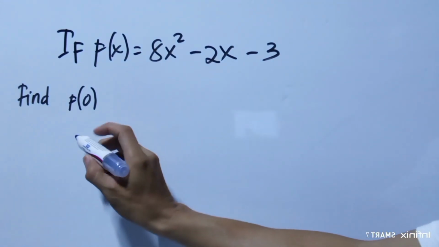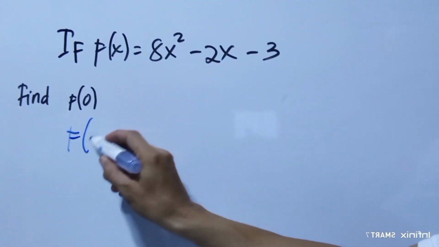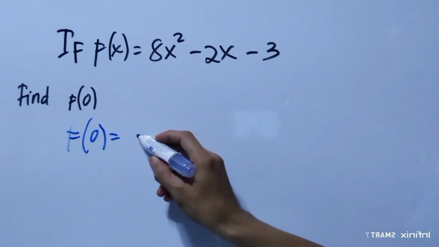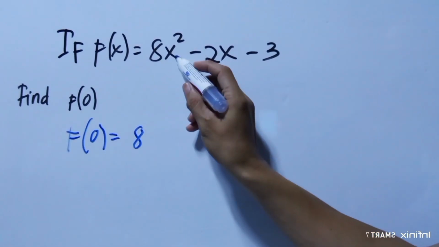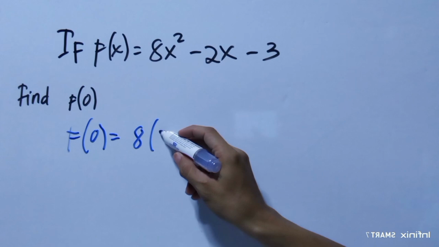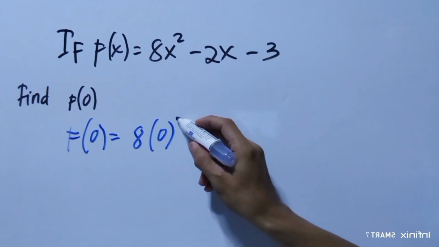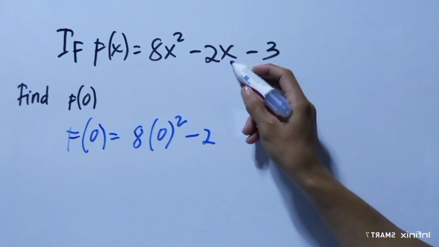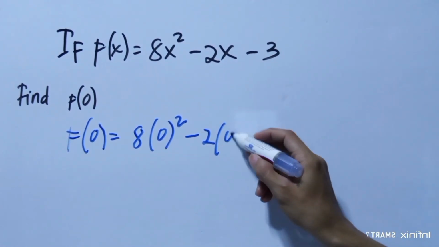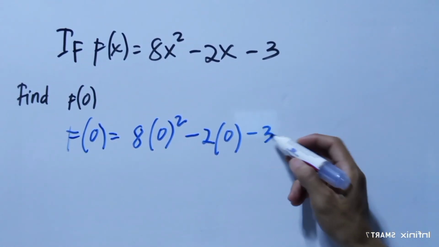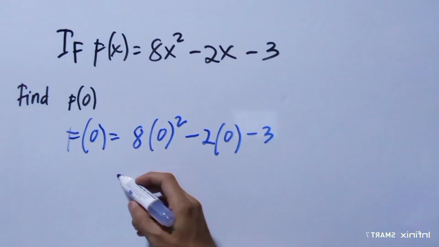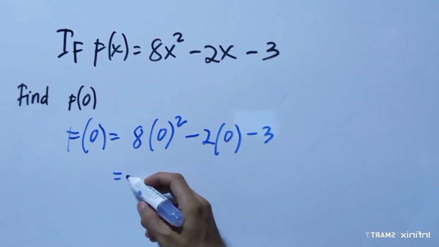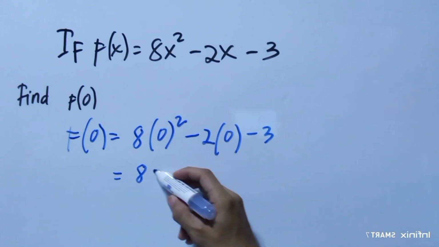Okay, so f of 0 equals 8. So, yung x na yan, you have to change that one into 0. Then squared minus 2, then 0 minus 3. Okay? Then equals f of 0 is 8.